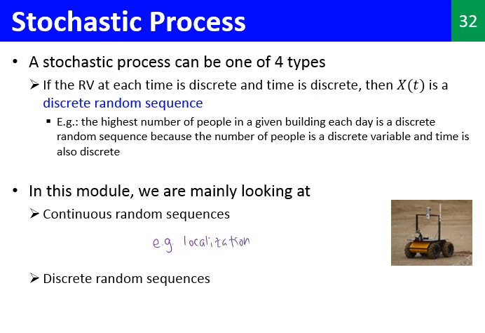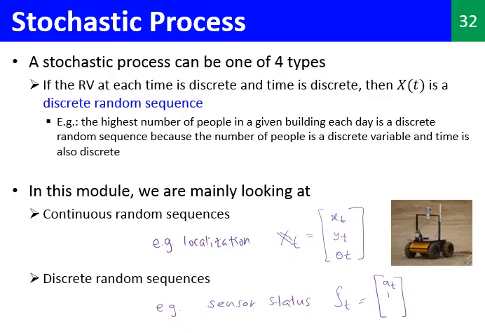So in that, we have the state comprising continuous random variables, but we are considering time in discrete manner. And for the discrete random sequences, we can consider something like sensor status, and that can have random variables, let's say A_t, B_t, and so on. So those will have discrete values, and we are considering time in discrete manner as well.